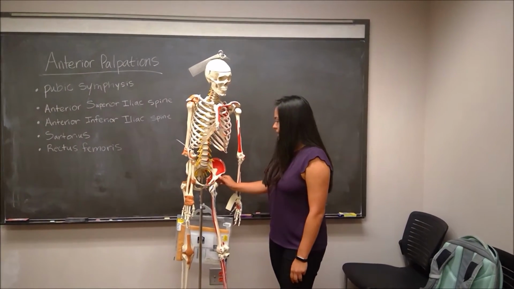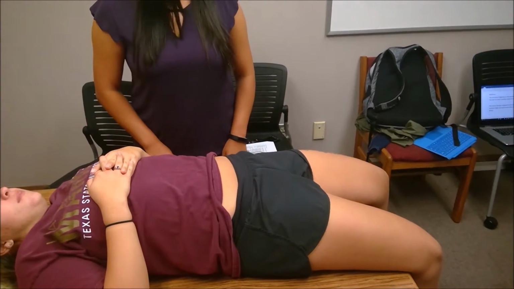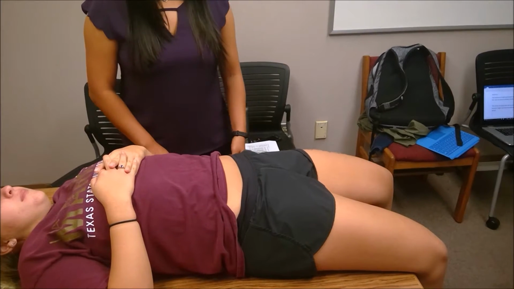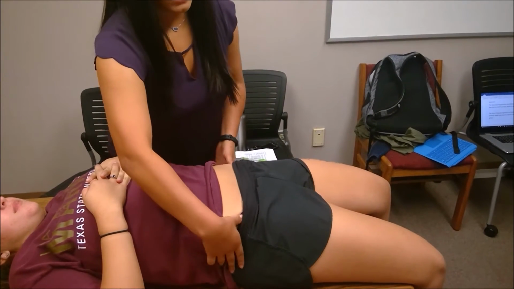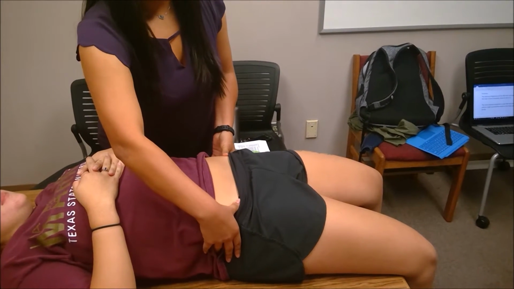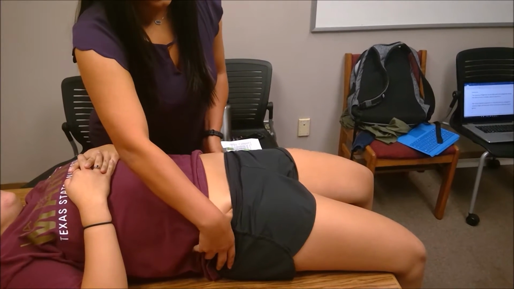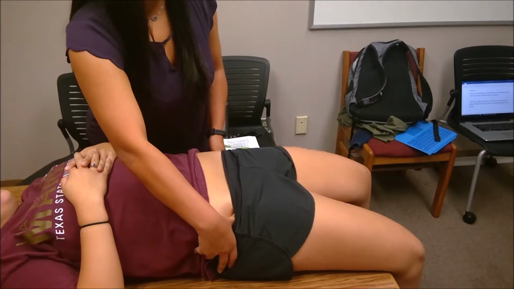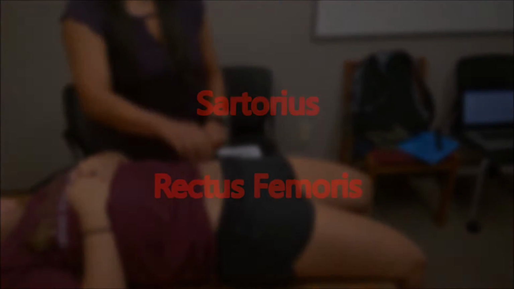To palpate the anterior inferior iliac spine, I'm going to have the patient lying supine, and then I'm going to place my fingers around here, and you'll find the bony prominence. That's your ASIS. And if you continue down, you'll find a little divot, and then you'll find another bony prominence, which is your anterior inferior iliac spine.